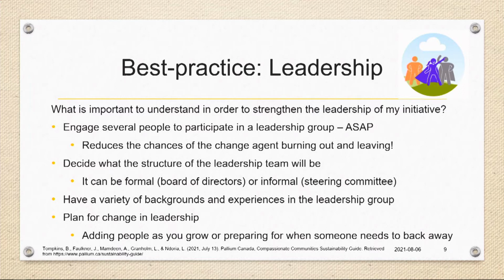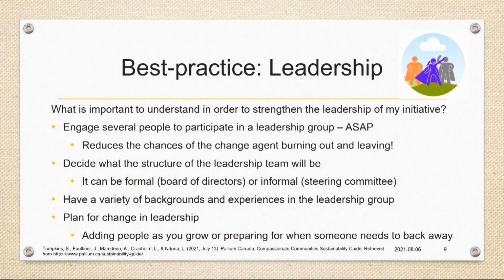Engage several people to participate in a leadership group of some sort right away. I mean, as soon as possible, because burnout is high, because it's a lot of work to get a compassionate community off the ground. And so right away, for the survival of your initiative, get a couple other people at least involved to have an active role. So more than one person knows the inner workings, basically.